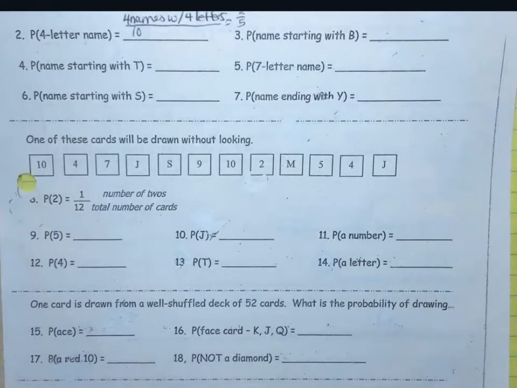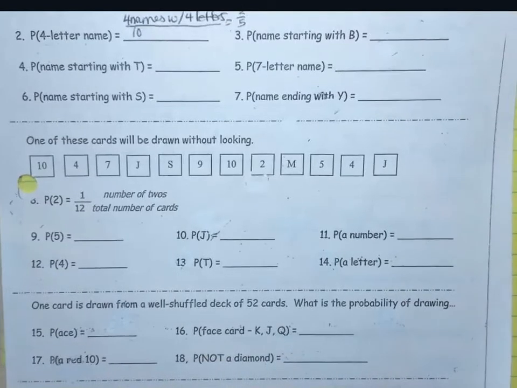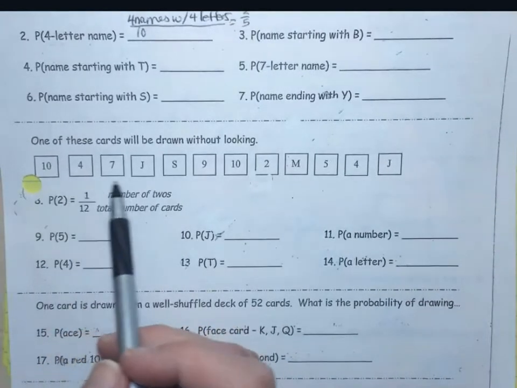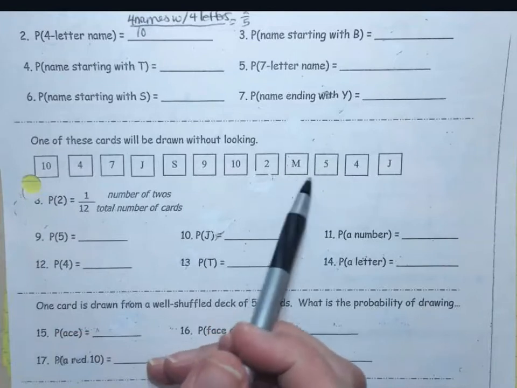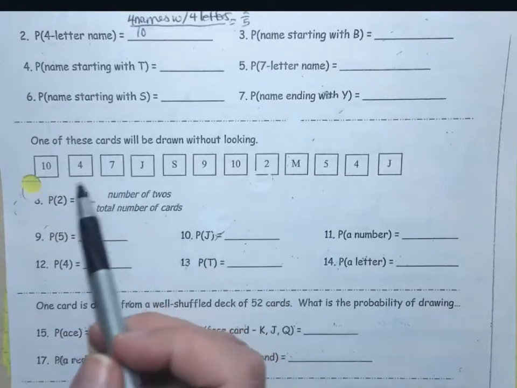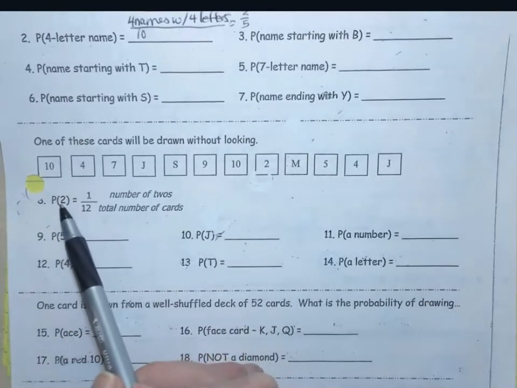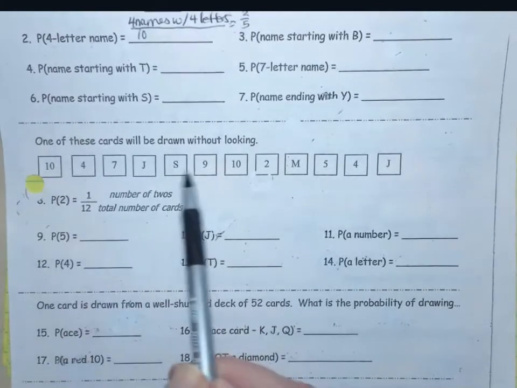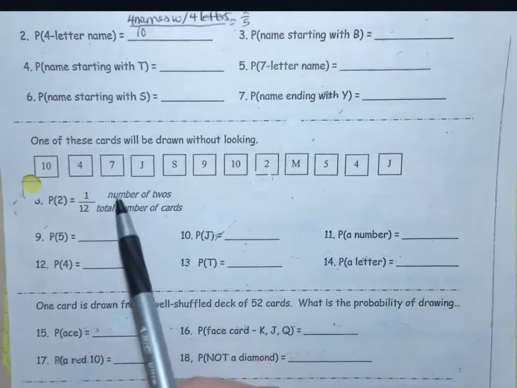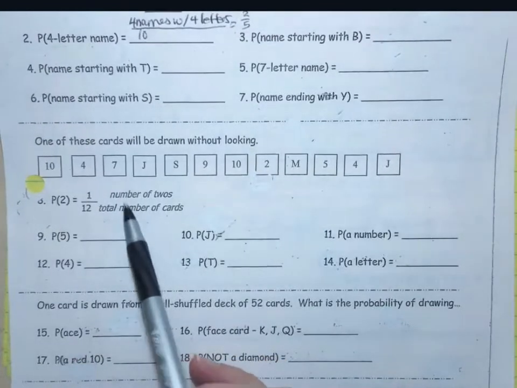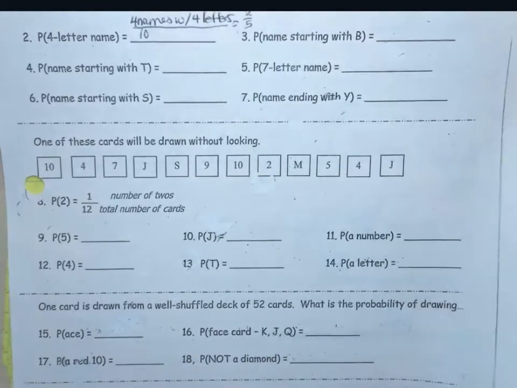If you don't remember how many cards are in a deck or something like that, you may want to watch the Cards 101 video. But let's take a look at one of these. These are actually just cards. They're not really a deck of cards, just little cards that somebody made. So the probability of getting a 2. Well, we only have one card that's a 2 out of 12 total cards.